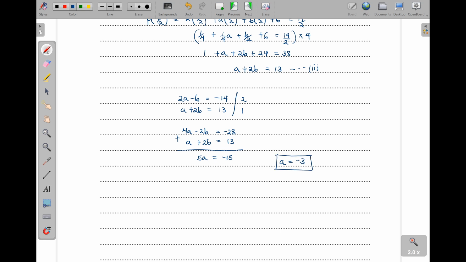And then we can substitute in any of the two. If I substitute, let's say maybe in the second one, we have negative 3 plus 2B. This one is equal to 13. Take this one this side, it becomes a 16. So 2B is equal to 16. And then when I divide all through by 2, our B becomes what? 8.